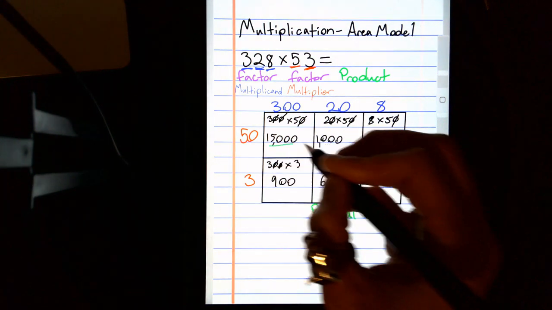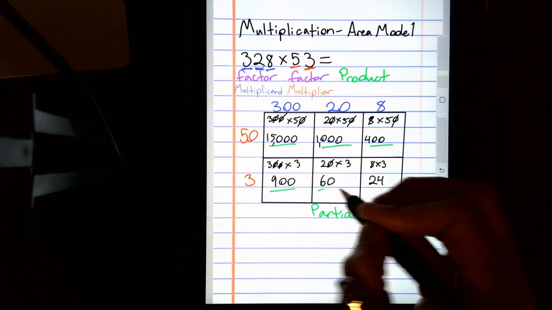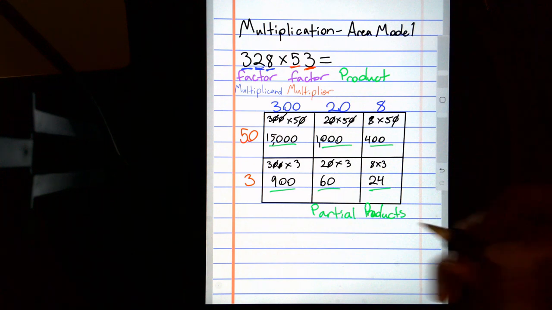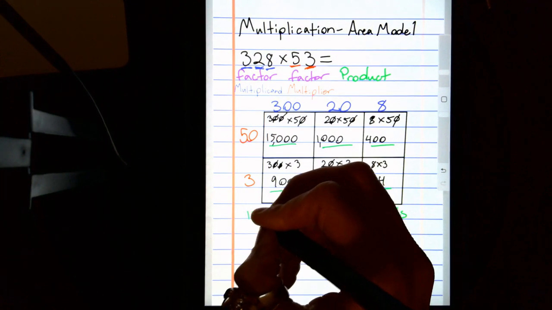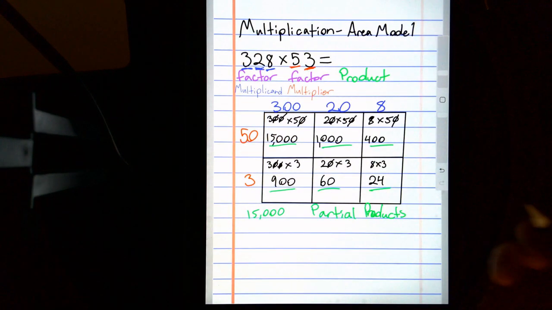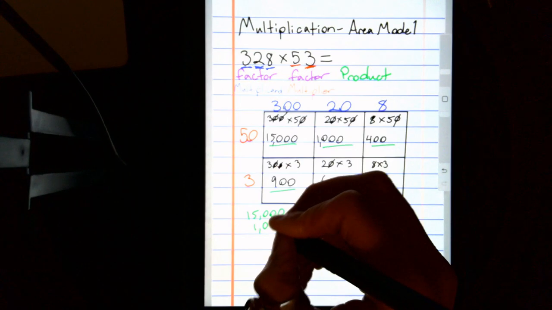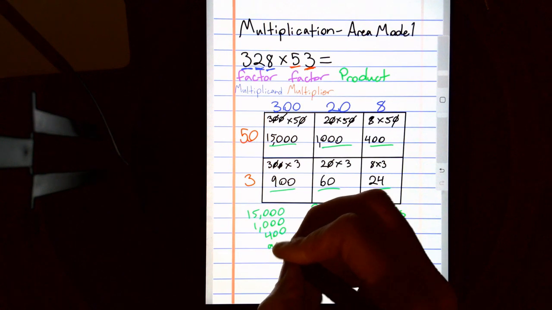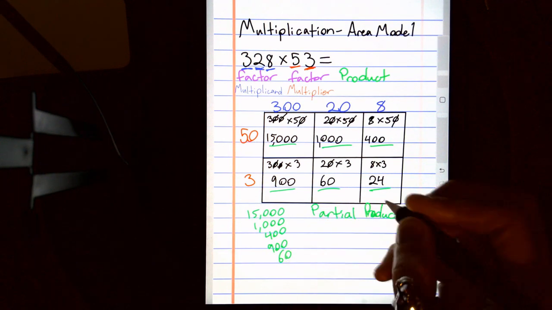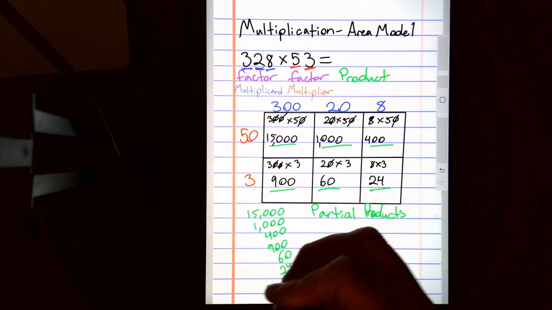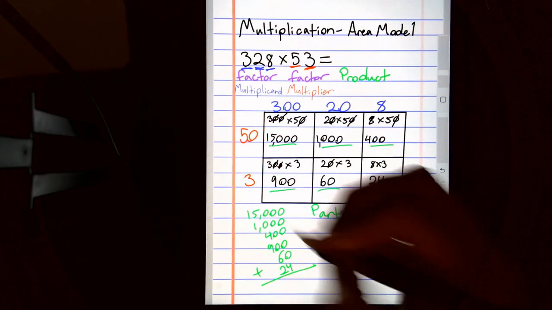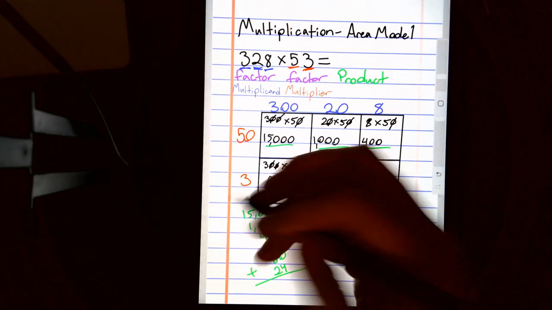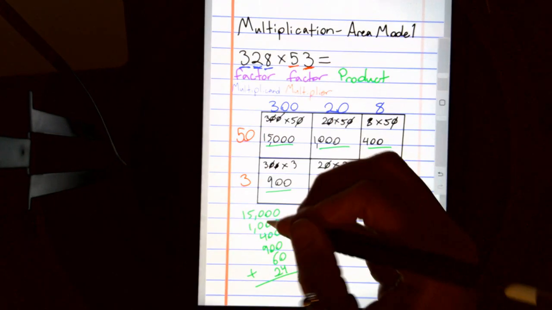So we need to take our product parts and bring them together. So we have 15,000, 1,000, 400, 900, 60, and 24. And add them together. Make sure that all of your place values add up nice and smoothly.